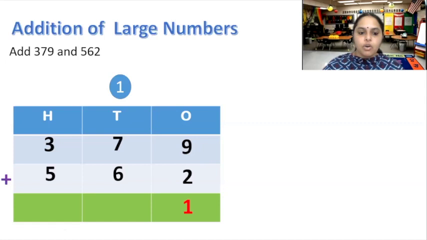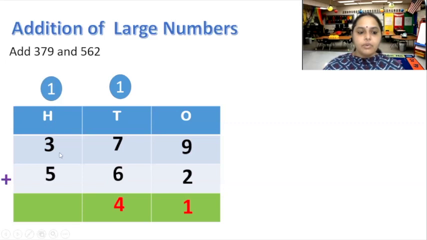Now we will add all these numbers in the tens place. So 7 plus 1 is 8. 8 plus 6 is 14. In 14, what comes in the ones place? 4. So we will write 4 here. And what comes in the tens place? 1. So we will give that 1 as carry forward.